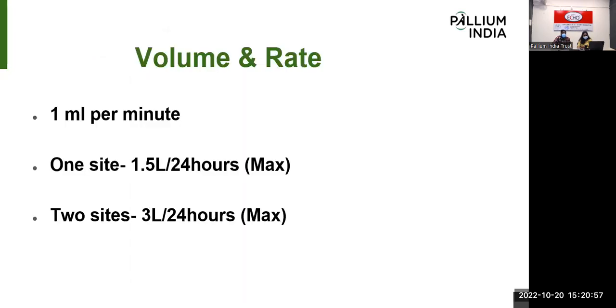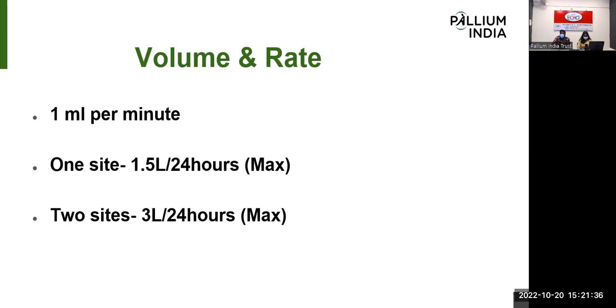Next slide. Then some volume and rate I am telling. In the second slide I already told that bolus type of medicines we can give. If we plan to give one bolus injection subcutaneously, we need to maintain the rate at 1 ml per minute. Don't exceed 1 ml per minute; if it happens, it will cause pain for the patient in that area.